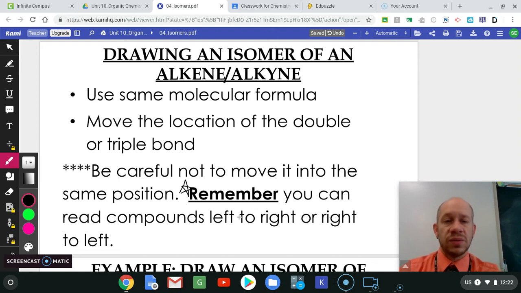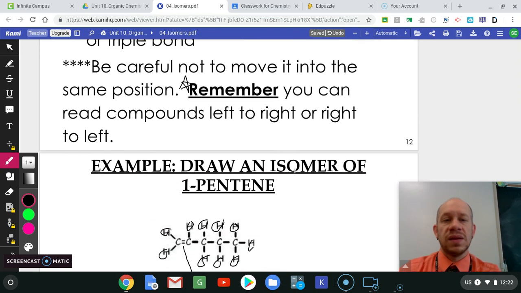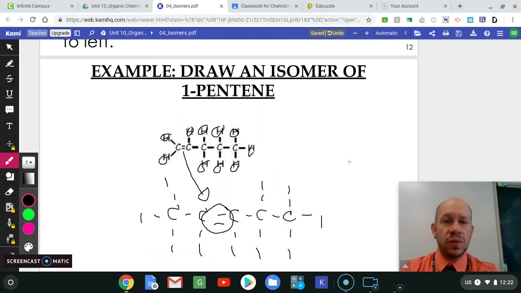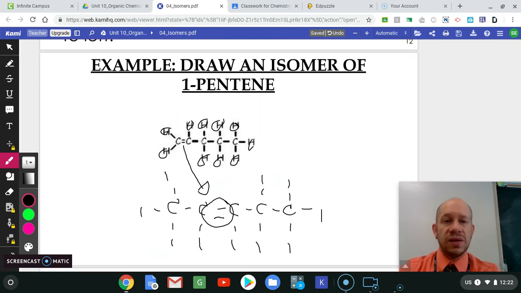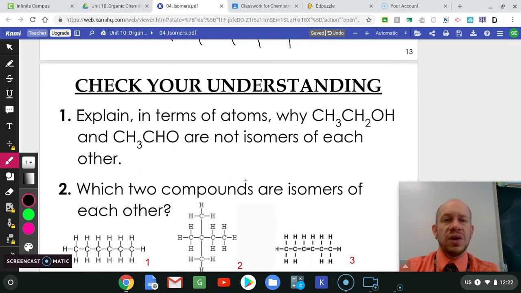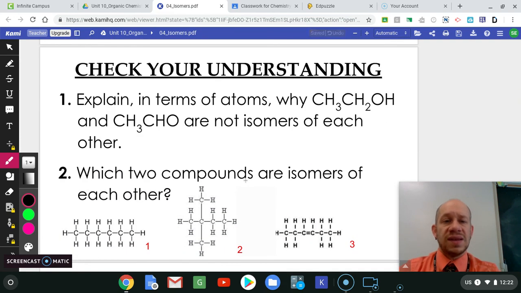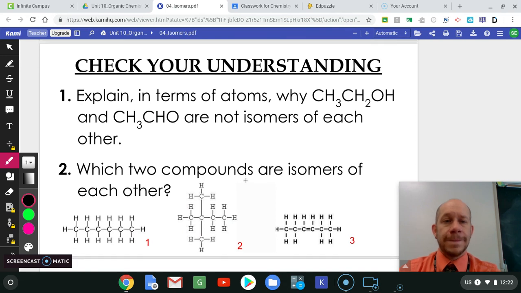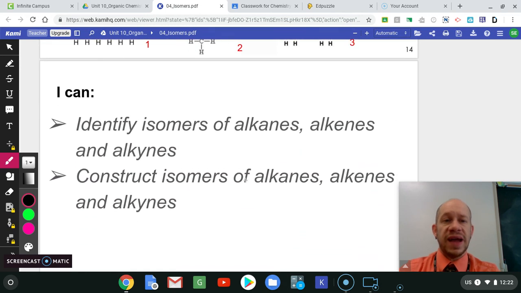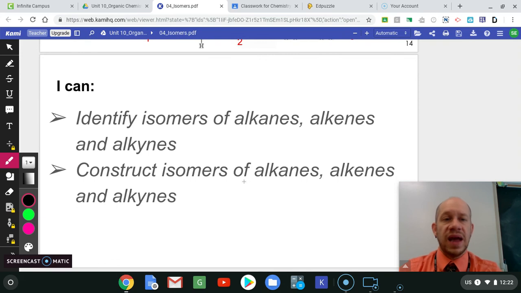So for example, draw an isomer of 1-pentene. So here the double bond is on the end. So what I can do is draw my 5 carbons and just put the double bond on the second carbon instead of the first. So check your understanding. And now you can identify isomers of alkanes, alkenes, and alkynes, and you can construct isomers of alkanes, alkenes, and alkynes.